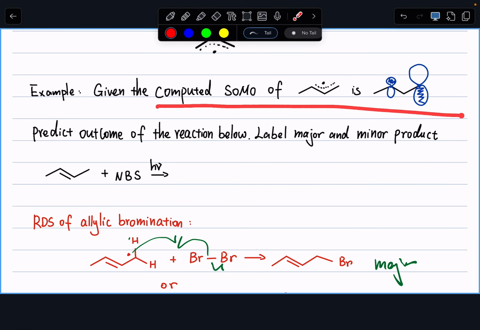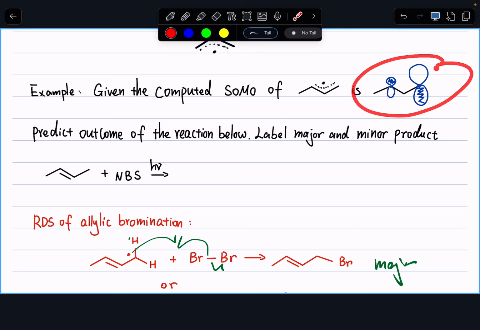I can potentially give you a calculated shape of the singly occupied molecular orbital with one lobe larger than the other. You're supposed to use this information to derive, okay, from reading the shape of the SOMO, I recognize that the terminal carbon has a higher lobe or a higher spin density. So from there, I can derive that the propagation from the terminal radical is likely to be faster compared to the propagation of the internal radical with a smaller lobe.